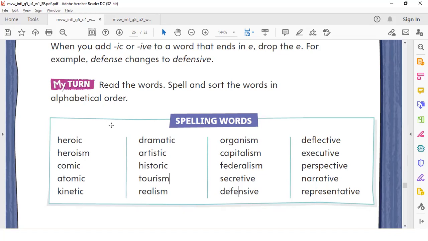So defense here means what? Kusai, what do you think? Defense means what? When you protect something. Defense means to protect yourself. To protect yourself. Very good. So defensive means protective, or to defend yourself, to protect yourself from an attack.